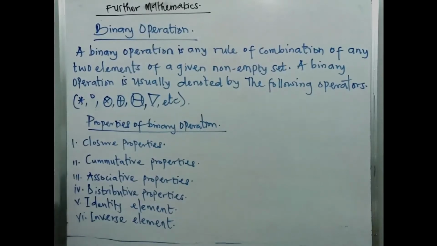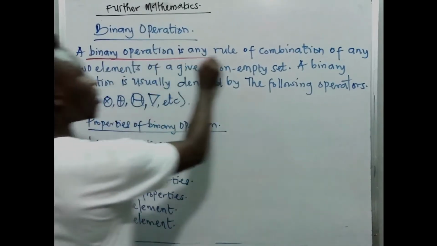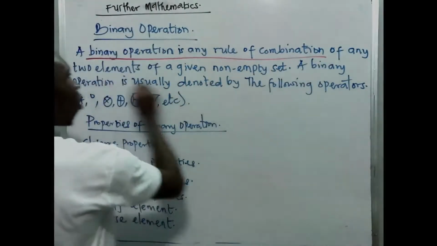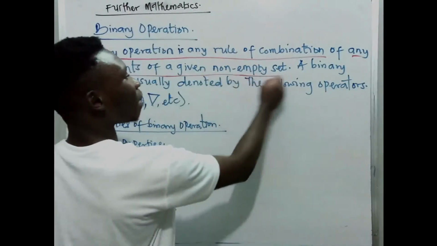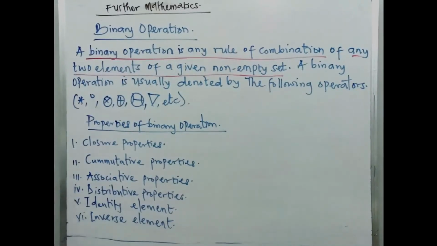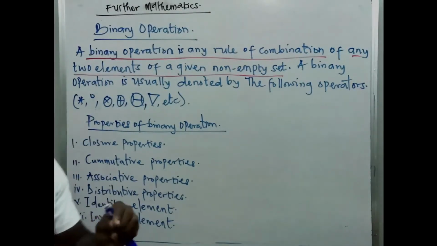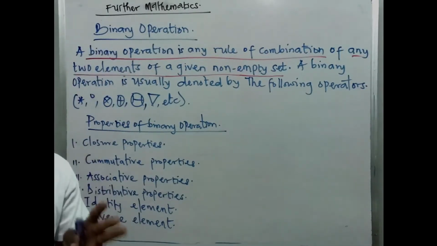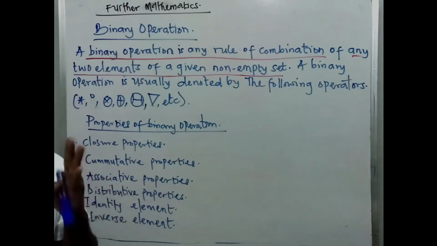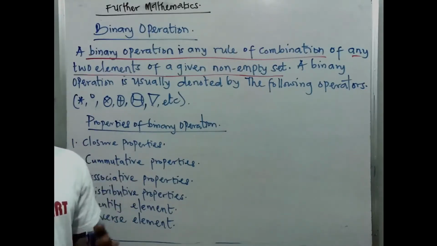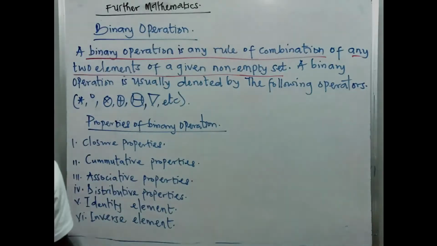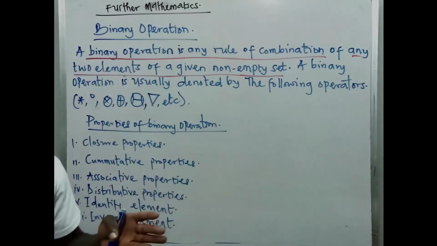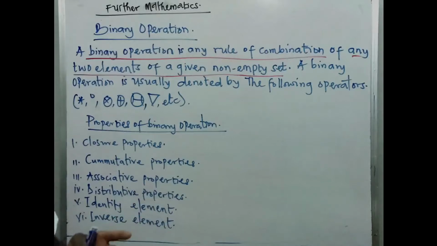Please, I'd like to specify. Now, a binary operation is any rule of combination of any two elements of a given non-empty set. Whenever you are dealing with binary operation, you are not dealing with an empty set. If the set is empty or null, you are not dealing with binary operation. It is called binary operation because you are dealing with two elements of a non-empty set, because it is binary.